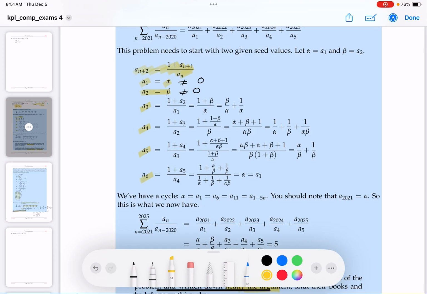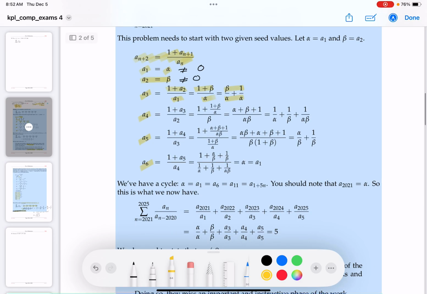You know, what are you plugging in? 1 plus A2 over A1. What's A2? It's beta. I kind of like divide it into 2 terms. Not essential, but you could do that. What's A4 going to be? It's 1 plus A3 over A2. Well, I write it down. I look at A3, write this over here. I do some simple manipulations, by the way, and you get this stuff over here.